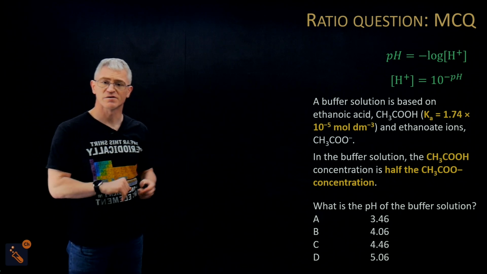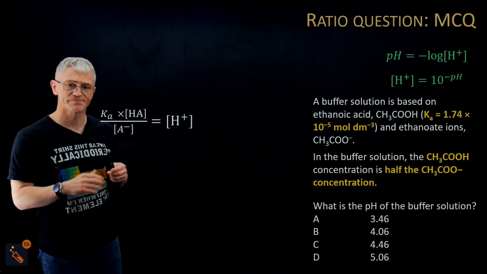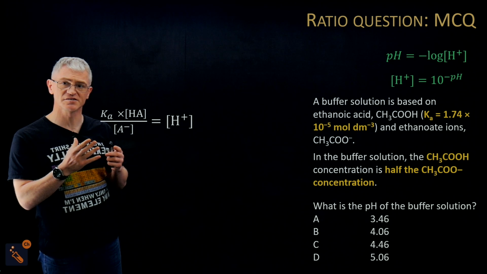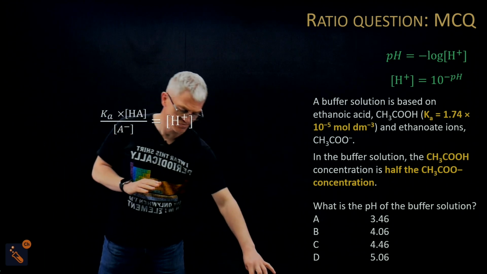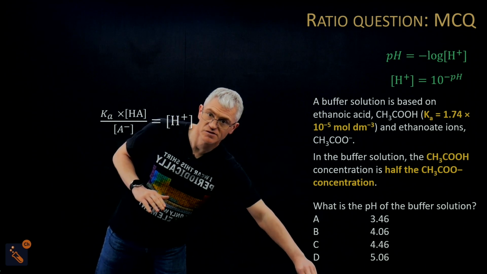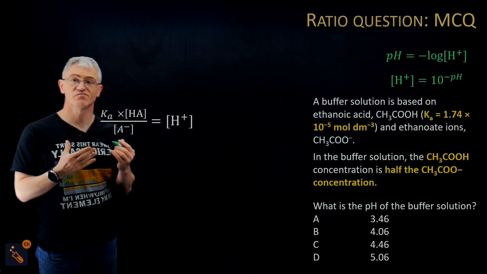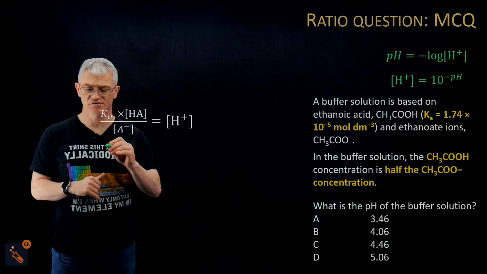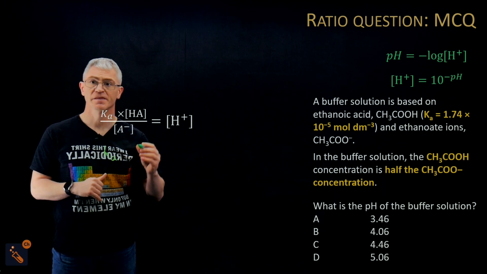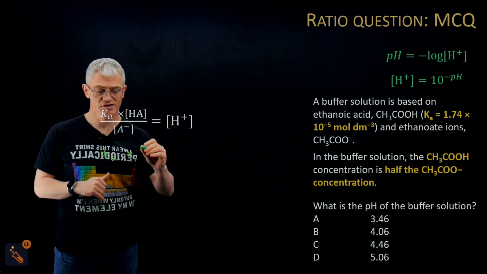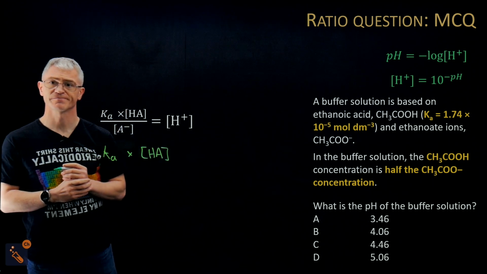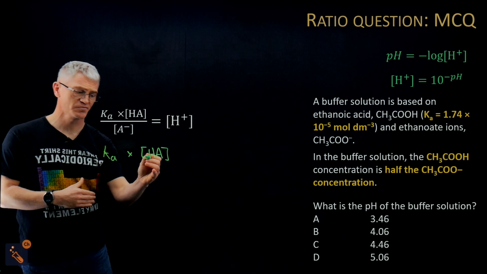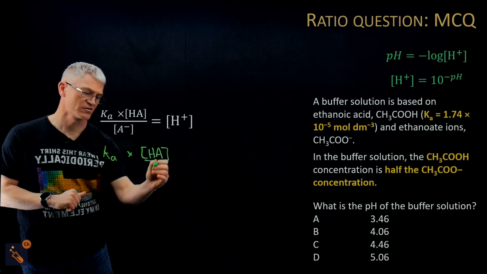So that half. Now what you've got to remember is this. When you look at this, this is Ka times HA, which basically means it's just a ratio. So I could write it out like this and do Ka, and then that will be times by HA. So Ka times HA, and that A minus.